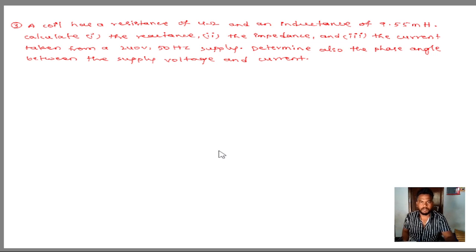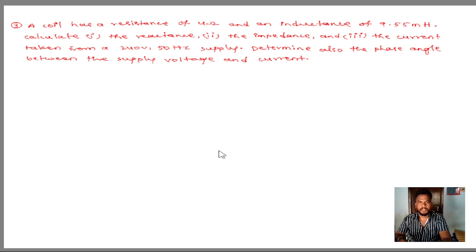First, understand the problem clearly: what is the data given in the problem and what we are going to calculate, what they are asking to find. First, a coil has a resistance of 4 ohms and an inductance of 9.5 millihenries. Means from this, it is a series RL circuit, right? Calculate first bit: we need to calculate the reactance, means inductive reactance XL.